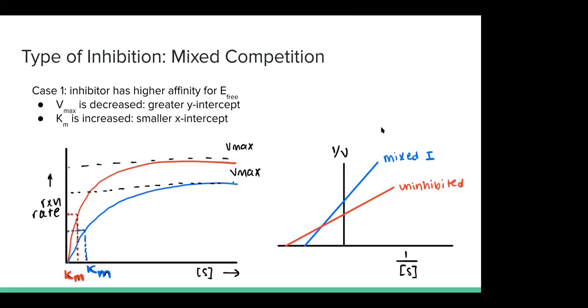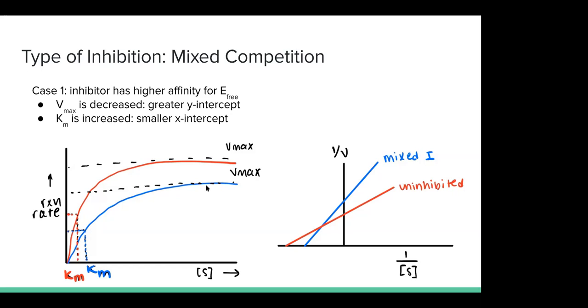Okay, so let's look at the graphs for case one, where the inhibitor has a higher affinity for the free enzyme alone. We can see that the blue and red lines, representing mixed inhibition and the uninhibited enzyme, intersect in the second quadrant. This is because the mixed inhibitor has a lower Vmax, which is why the y-intercept is higher. Remember, double reciprocal plot. It also has a higher Km, so the x-intercept will be closer to the origin. Translating this to the Michaelis-Menten plot, we see that Vmax is lowered in the blue line and Km is increased as well.